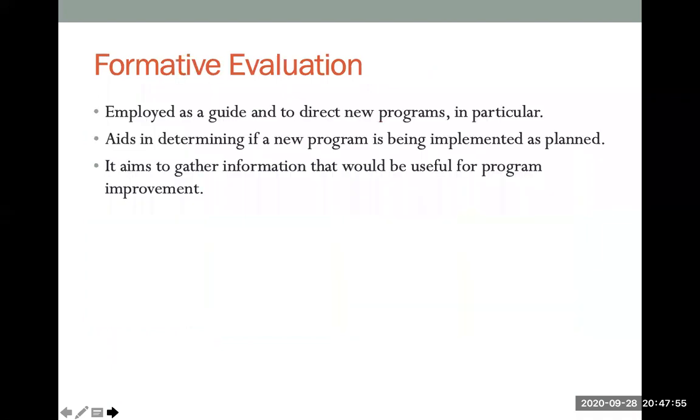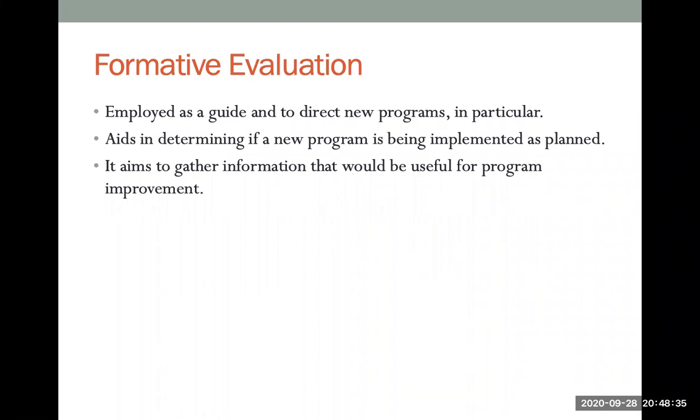So the first part that I want us to think about is what the purpose of formative evaluation actually is. Formative evaluation is used as a guide to direct new programs in particular. What I just said was that it is a program that has just been designed, and what we're aiming to do is to begin to see, are we implementing this new program as we planned it out?